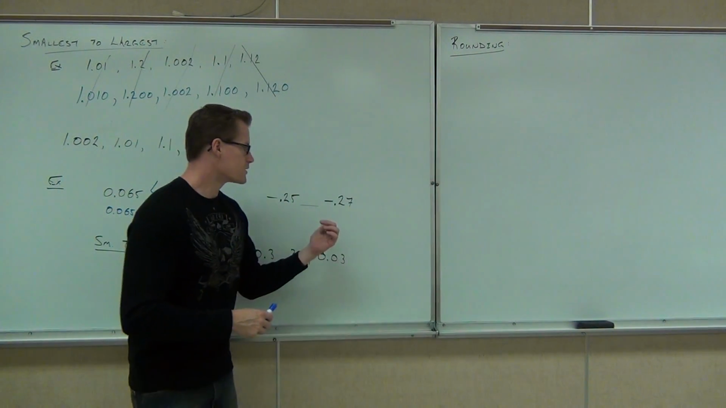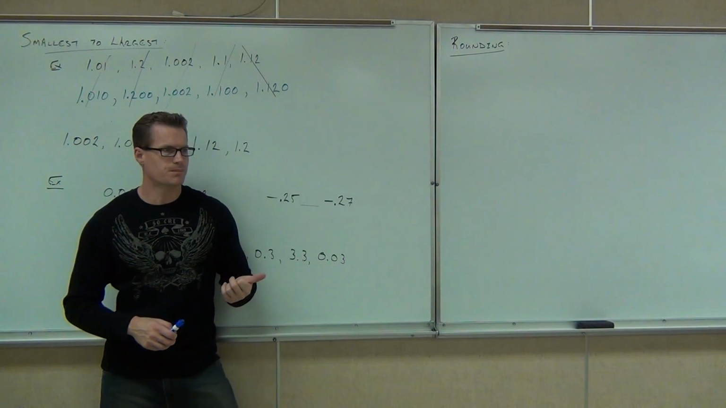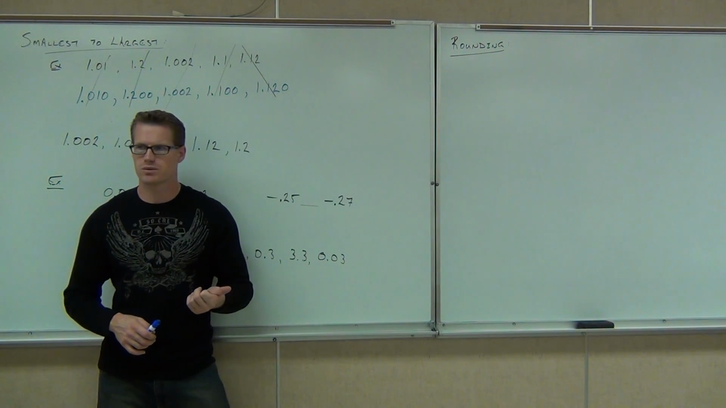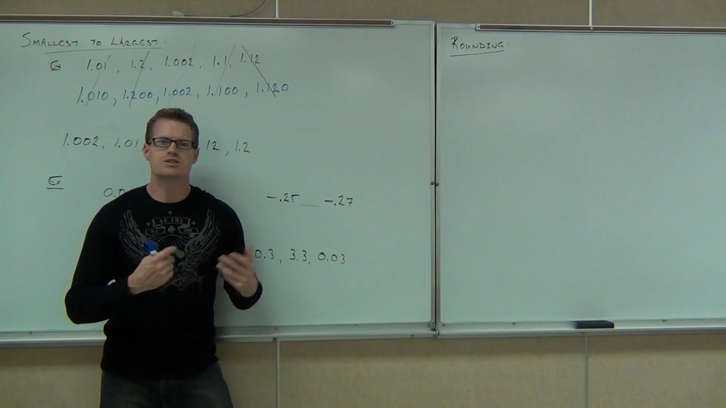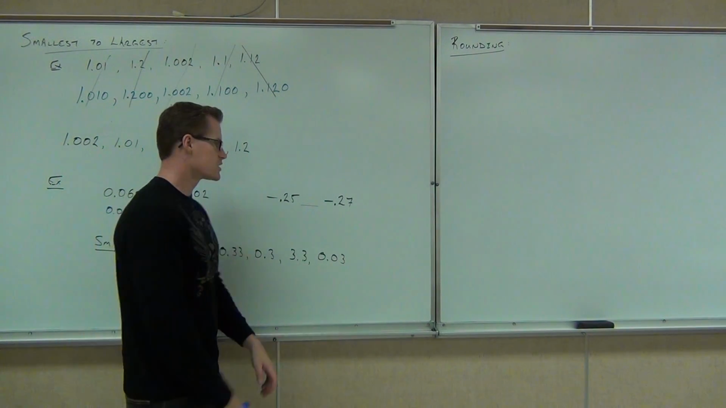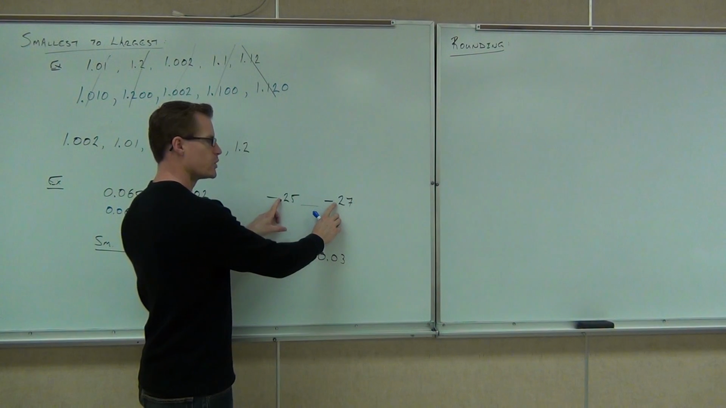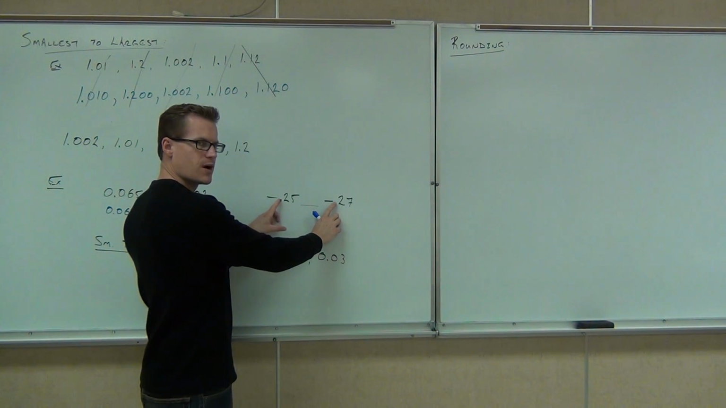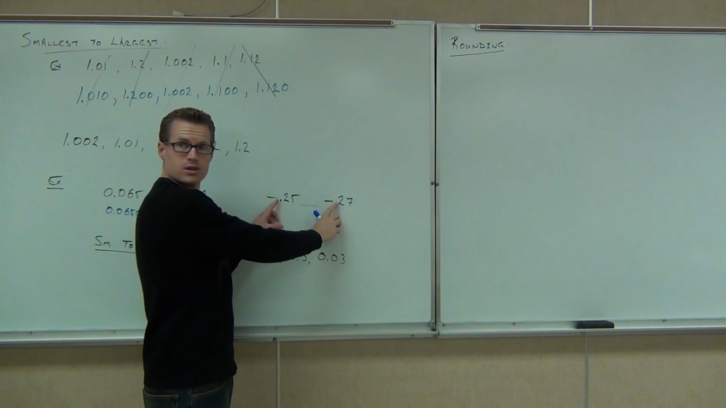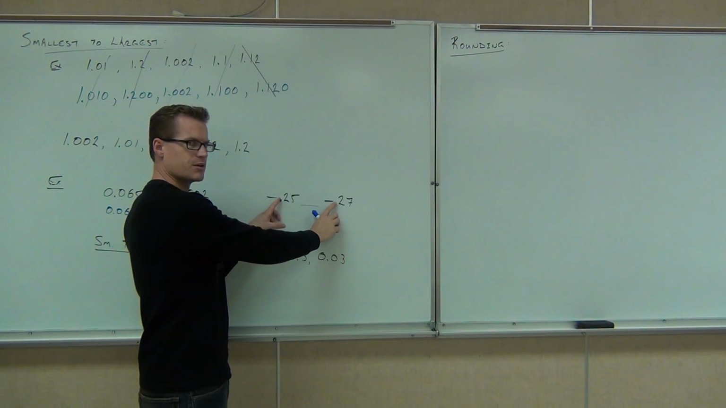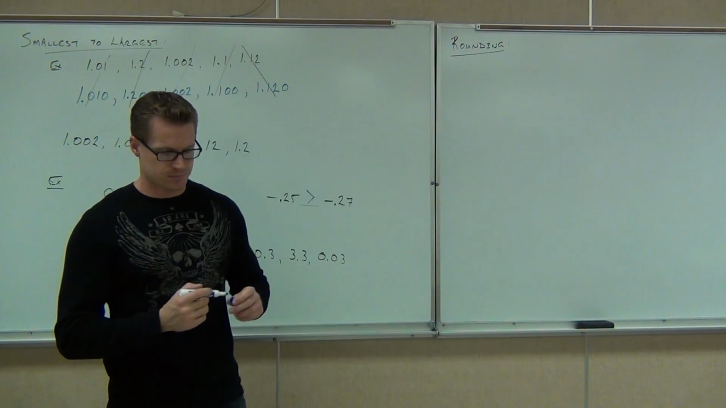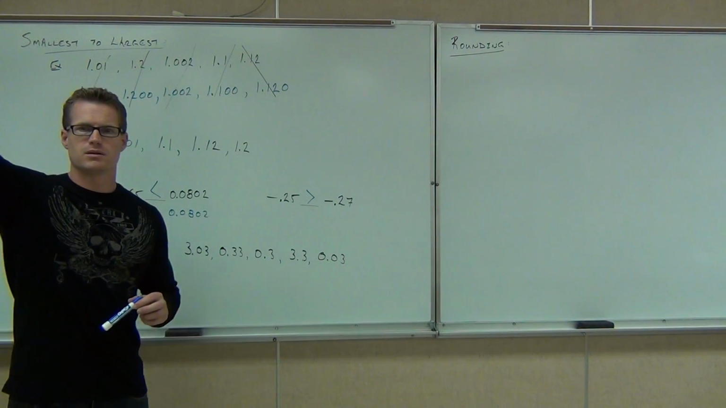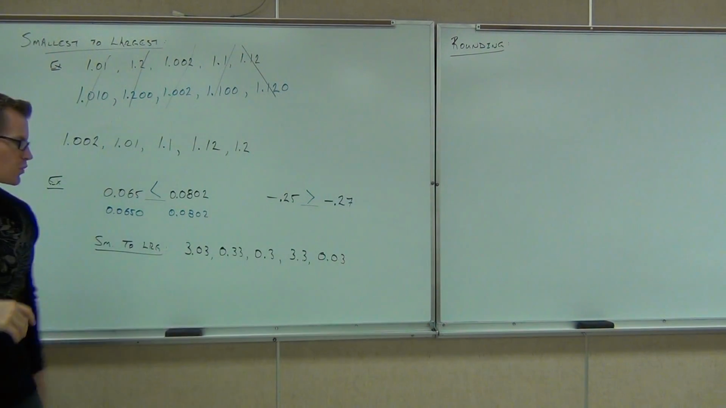Now, as far as this one goes, these are the same length already. We've got 0.25 and 0.27, negative 0.25 and negative 0.27. Since they're the same length already, what you're going to do is pretend there's no decimal there at all. Which number's bigger? Negative 25 or negative 27? Negative 25. Yeah, negative 25. So if negative 25 is bigger than negative 27, negative 0.25 is bigger than negative 0.27. How many people got both those right? Good, all right. Especially the negative one, that's important.